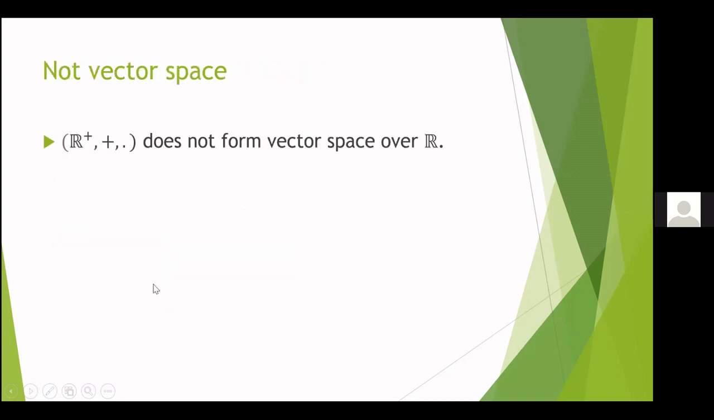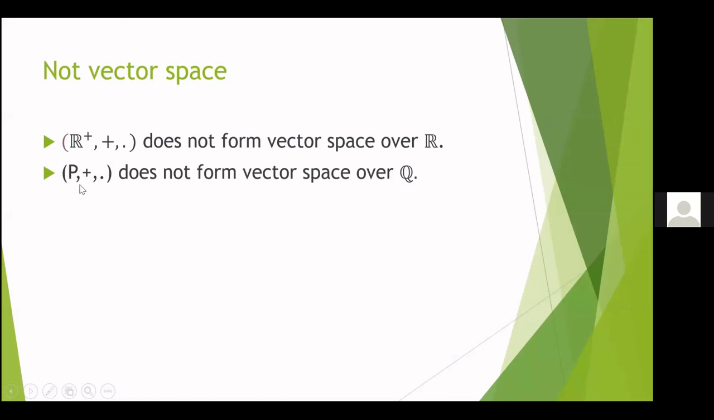Now there are some examples which are not vector spaces. First, the set of all positive reals is not a vector space over R for addition and scalar multiplication. Why is it not? If you see, it does not have the identity element, it does not have 0. So it violates one of those conditions, so it will not be a vector space.